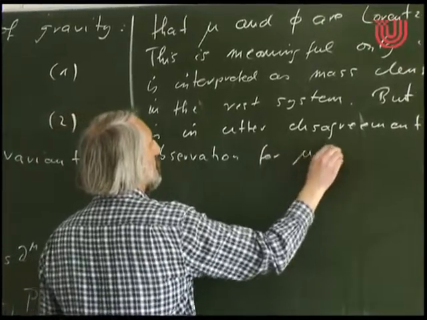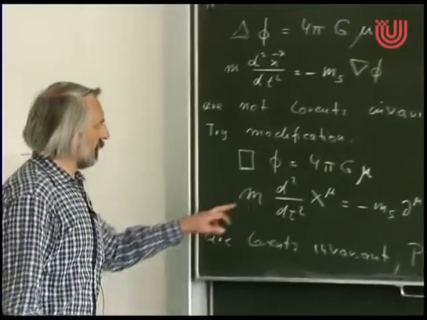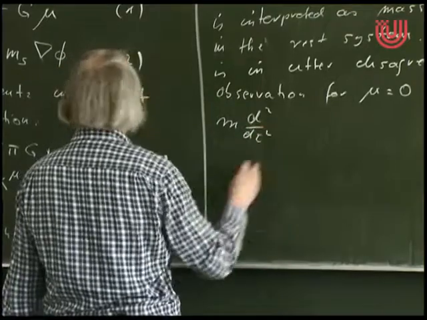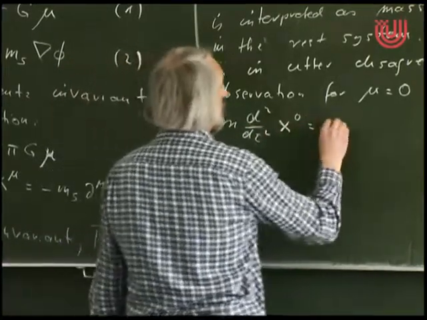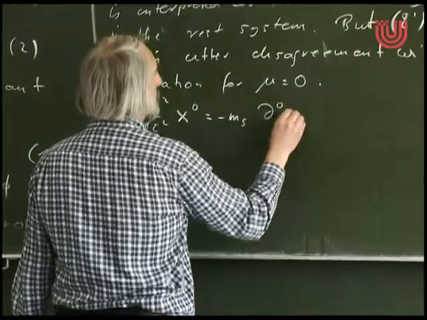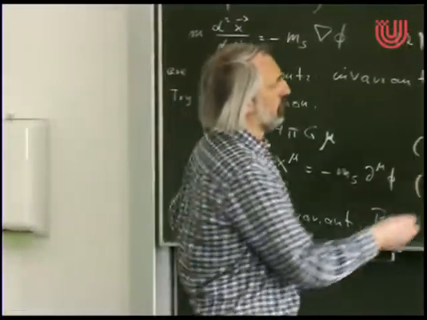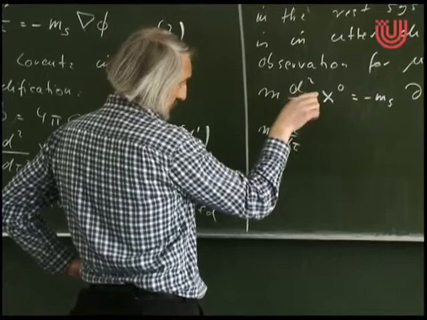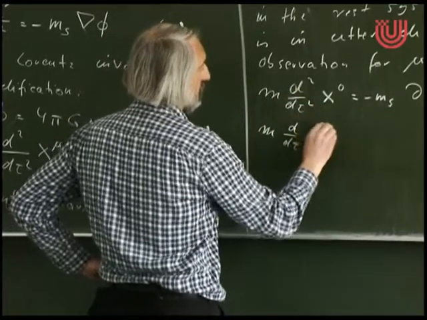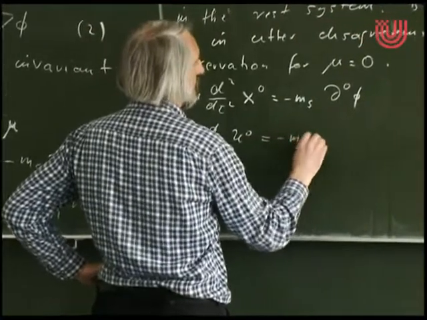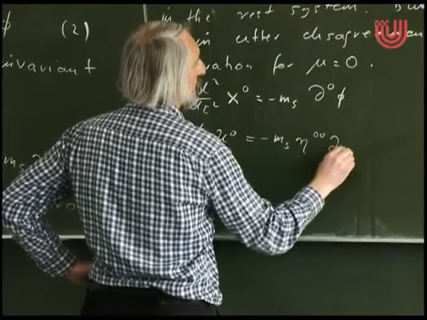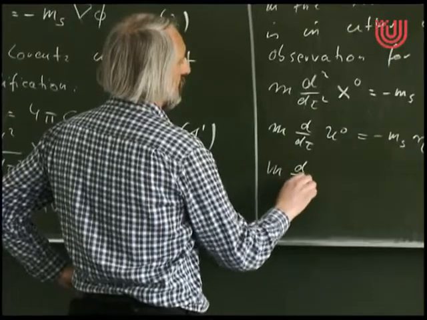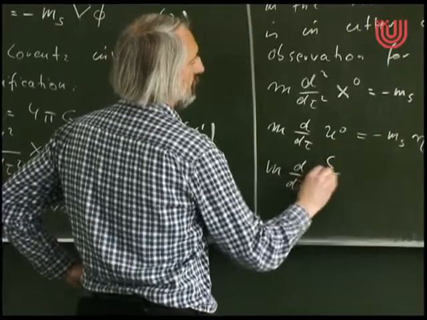From u equals zero, what do we get? From u equals zero, we have m d² x⁰/dτ² equals minus m_s d⁰ φ. And now we recall what this was. Here I have the first derivative of dx⁰/dτ, and that's just u⁰. And here I have minus m_s η⁰⁰ d₀ φ. So this is m d/dτ, sorry, c over the square root.